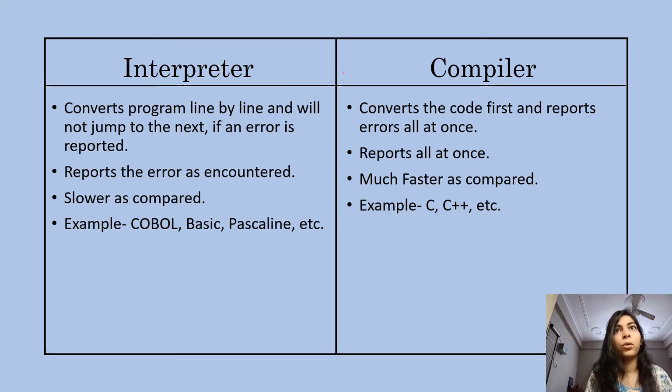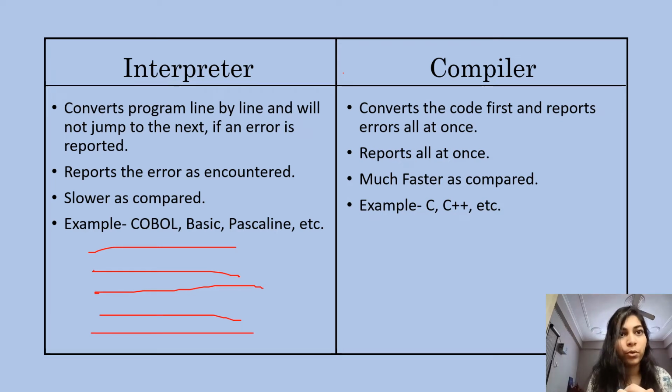All right. So the interpreter would convert the source code into machine code line by line. Suppose this is our program here. Now, the first line gets interpreted, then the second line gets interpreted, then the third, and so on, line by line. But the moment it finds an error, it shall stop there and wait for you to remove that error and then convert further.